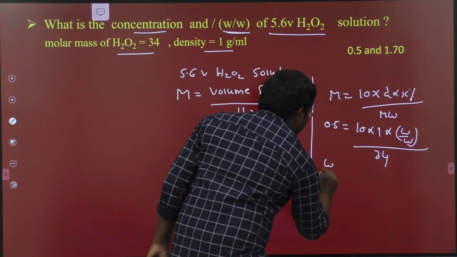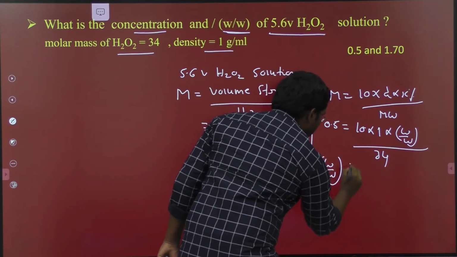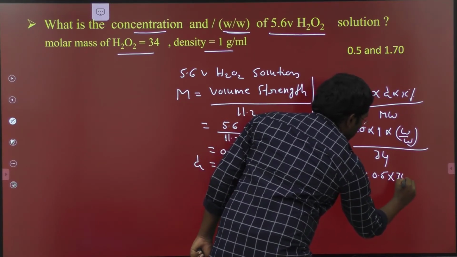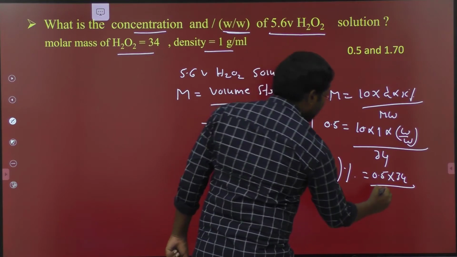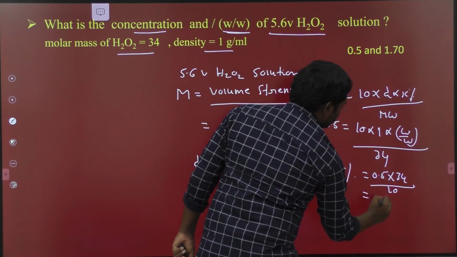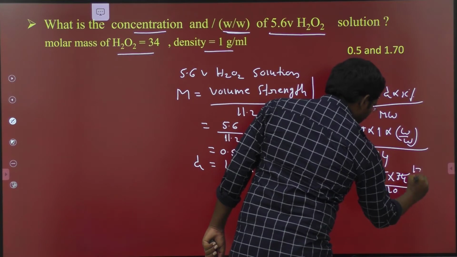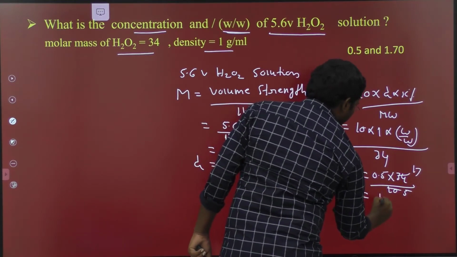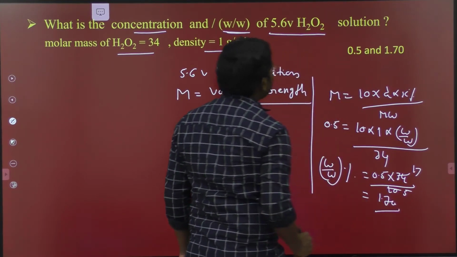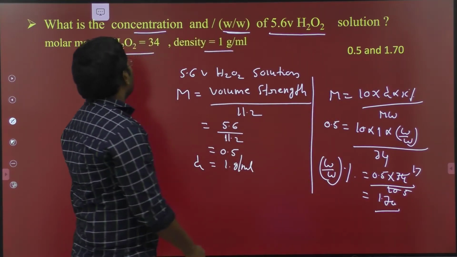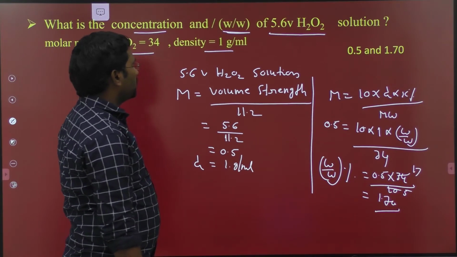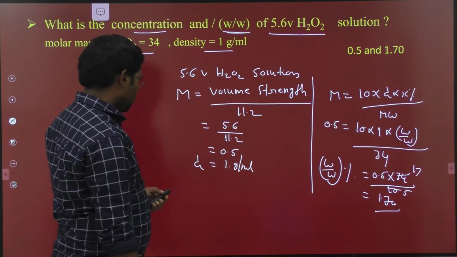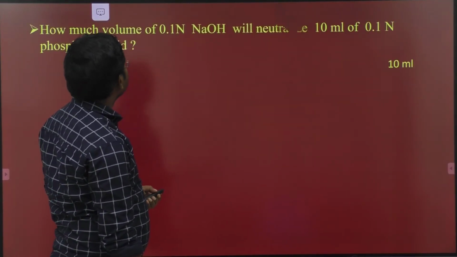Therefore, the weight by weight percent or mass percentage of hydrogen peroxide is equal to 0.5 into 34 by 10. So this is equal to 17 times 5, which is 1.70. So this is the concentration value and mass percentage of the given 5 volume hydrogen peroxide solution. So come to the next problem.